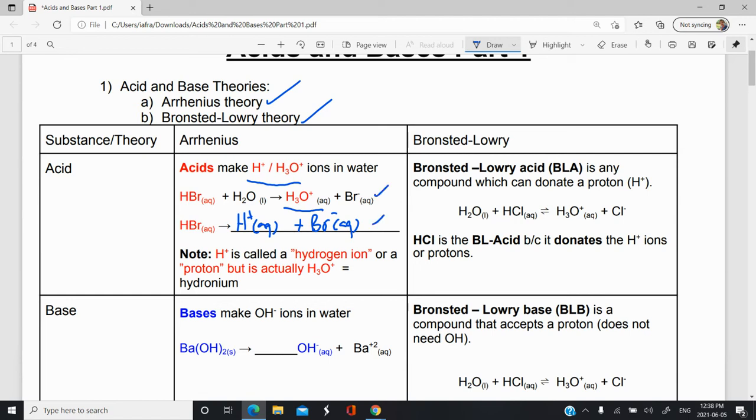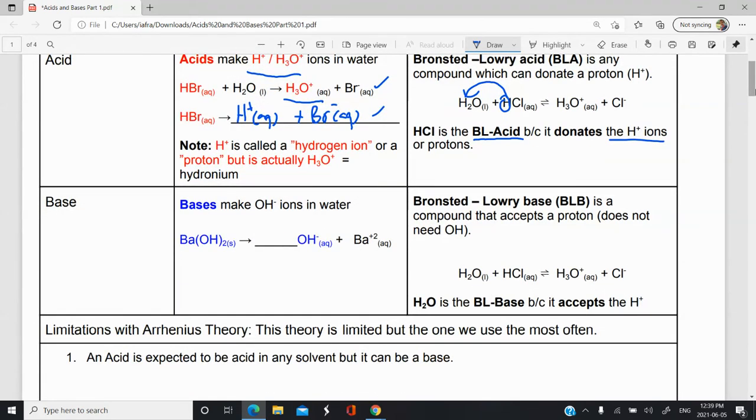Now, according to Bronsted-Lowry, an acid is something that donates a proton. So we look at it more as a relationship with other substances. In this situation here, this HCl donated a proton, an H+, to the H2O. So HCl is a Bronsted-Lowry acid because it donated the H+. So again, see that difference. Arrhenius defined an acid as something that makes H+ in water. Whereas Bronsted-Lowry said in some kind of reaction, whatever's donating the H+, that's going to be considered the acid.